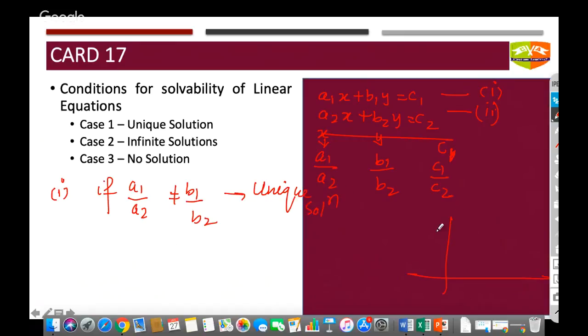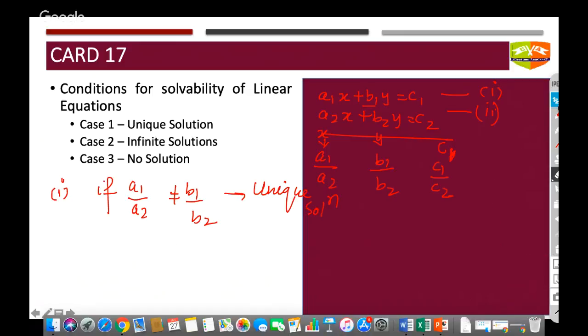And why? Because if these are my two lines and they are intersecting each other, it means that their slopes are not equal to each other. And what is the slope? If you know coordinate geometry, in the first line the slope would be minus a1 by b1, and this will not be equal to the slope here, minus a2 by b2. The negatives cancel, so a1 by a2 should not be equal to b1 by b2. This is the logic. If two lines are intersecting each other, they should not be parallel and they should not be coinciding. In that case their slopes are not equal, so a1 by a2 is not equal to b1 by b2.